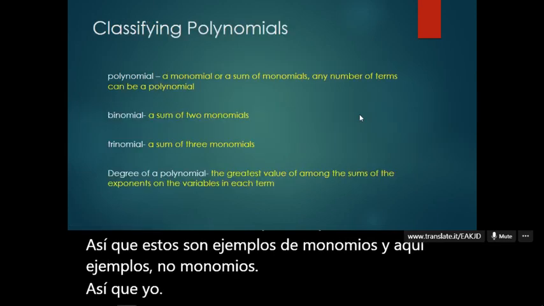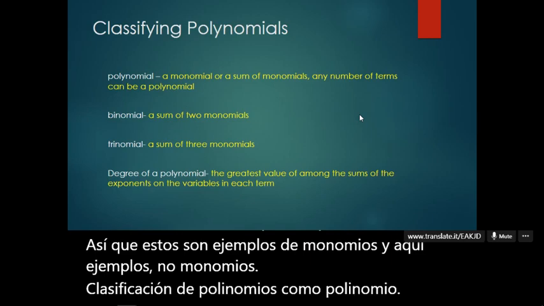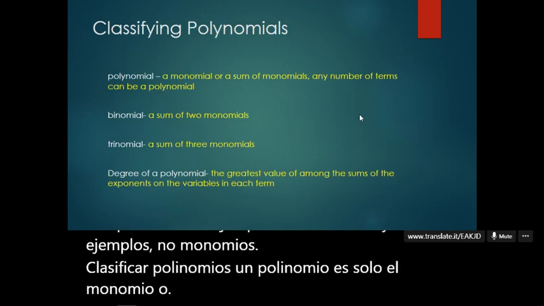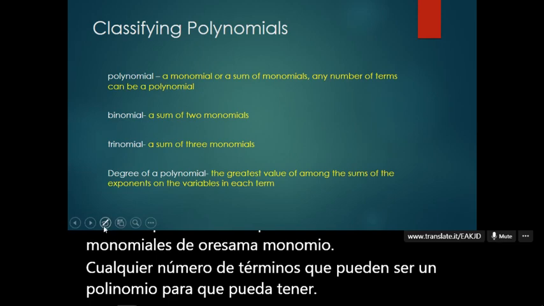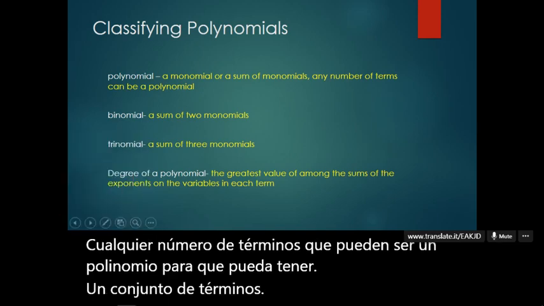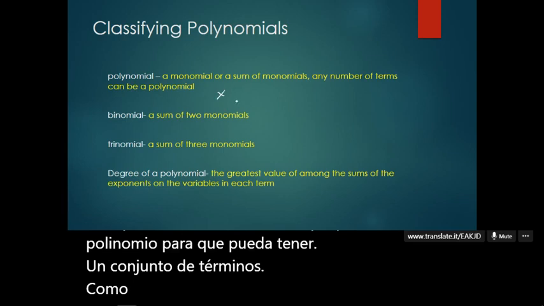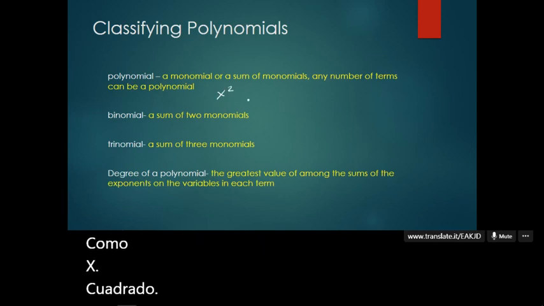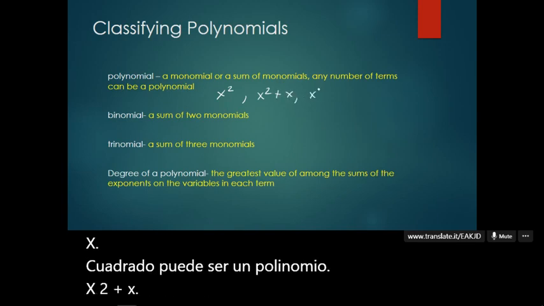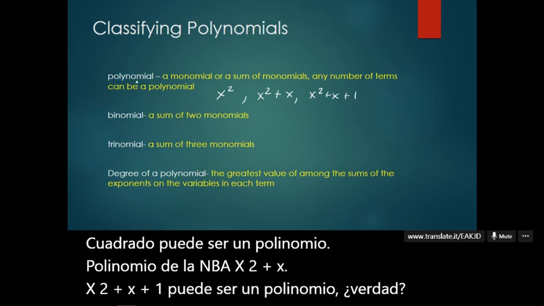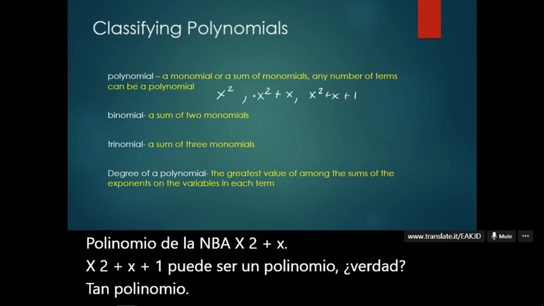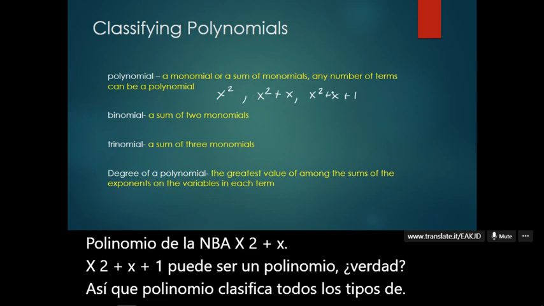Classifying polynomials. A polynomial is just a monomial or a sum of monomials, any number of terms that can be a polynomial. So you can have a set of terms like x squared can be a polynomial. X squared plus x can be a polynomial. X squared plus x plus 1 can be a polynomial, right? So polynomial classifies all types of sums of monomials.